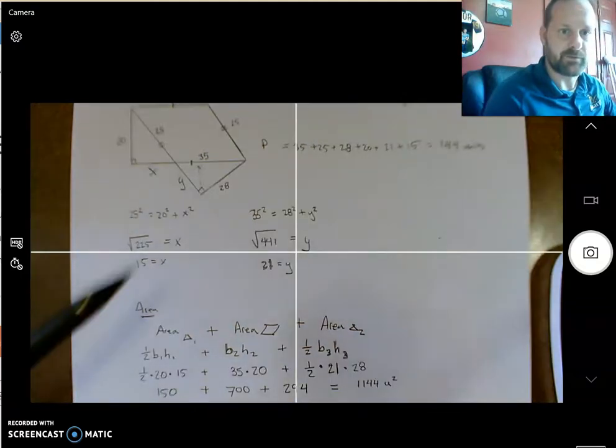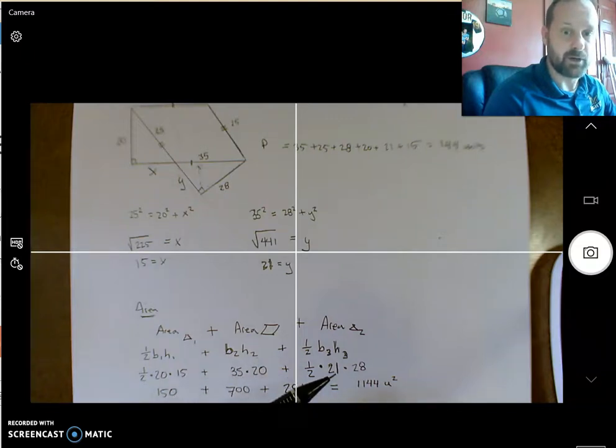Okay, so again, we've got the area of the first triangle plus the area of the parallelogram plus the area of the second triangle. Boom, boom, boom. If units were provided, you put that or put unit squared.